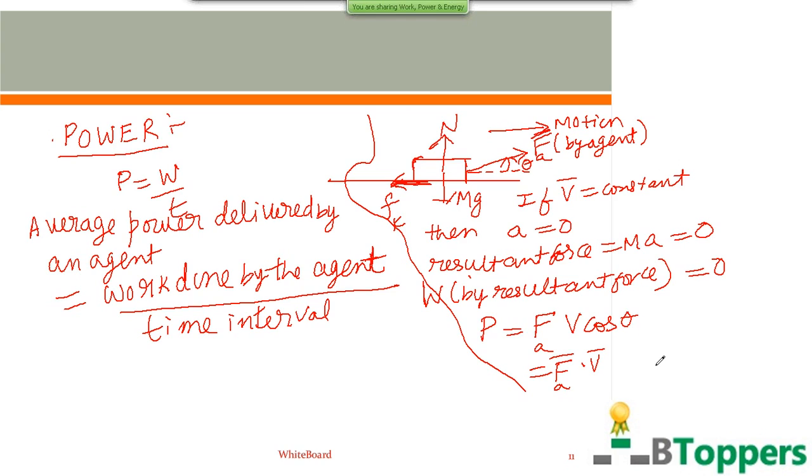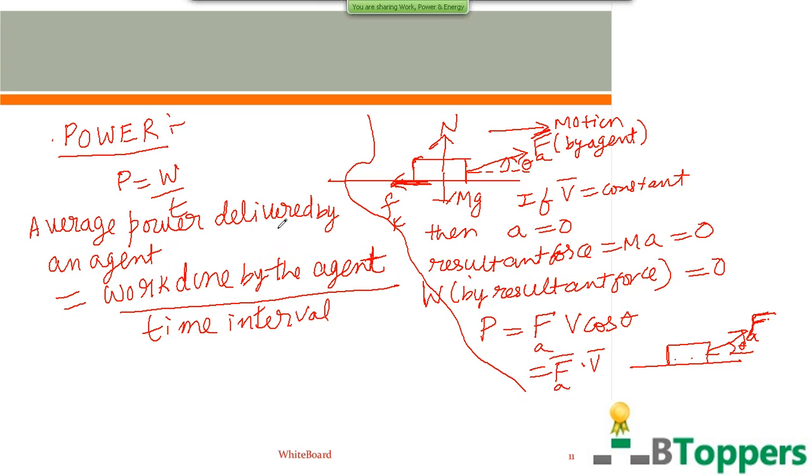For example, when the block is moved along a smooth horizontal floor by applying a pulling force at some angle theta above the horizontal, in this case, work done by the resultant force on the body may be the same as the work done by the pulling force applied by the agent on the body, but not in general.